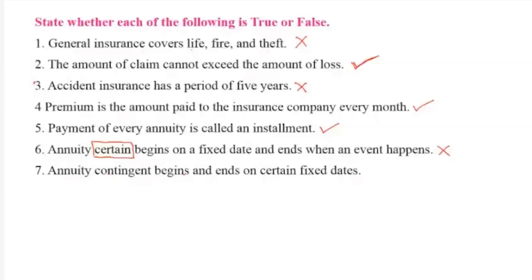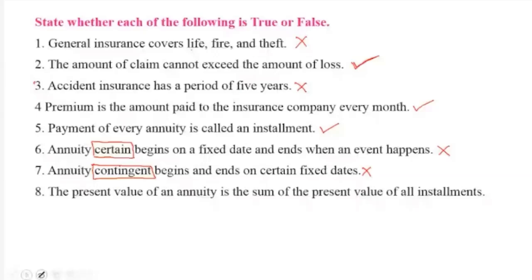Now annuity contingent begins and ends on a certain fixed date. False. इधर अगर certain डाल दो तो ट्रू हो जाएगा. Certain में okay begins and ends on certain fixed dates. Certain. The present value of an annuity is the sum of present value of all installments. Present में yes true. सारे installment का present value निकाल के देगा. True.